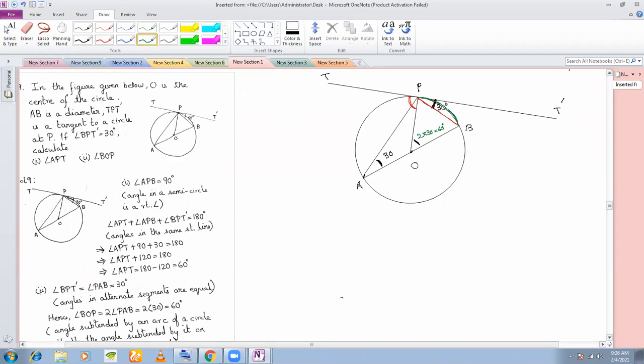So the arc PB subtends the angle 30 degree on the remaining part. Therefore, it should subtend double the angle at the center. So 2 into 30, 60. Once we have found out this, now you consider this triangle here.